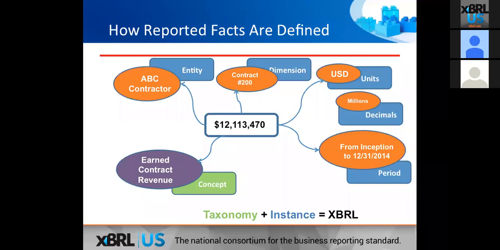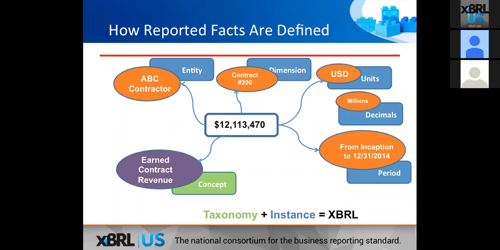With XBRL, we're going to take all the parameters or all the characteristics of that data point and embed it into that concept, into that fact. So this is where a data standard like XBRL really comes into play. This image diagrams out how that value of 12 million would be defined in an XBRL document.